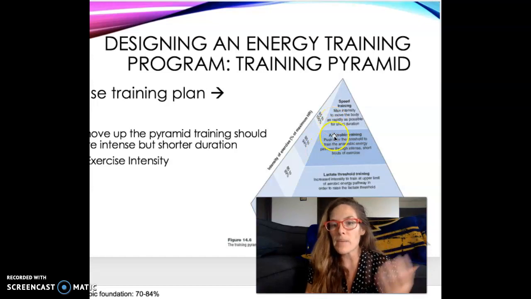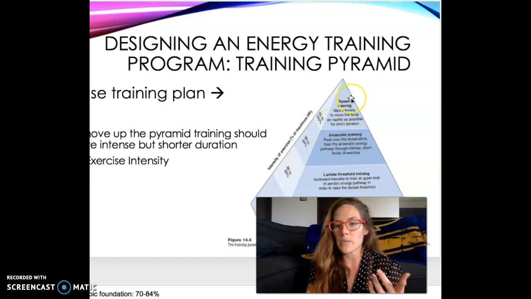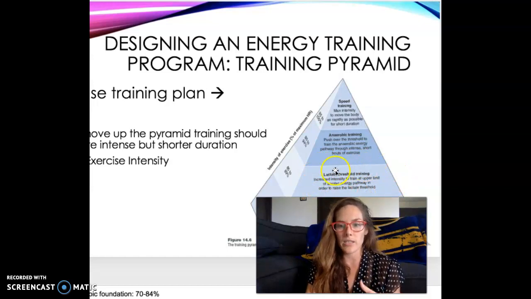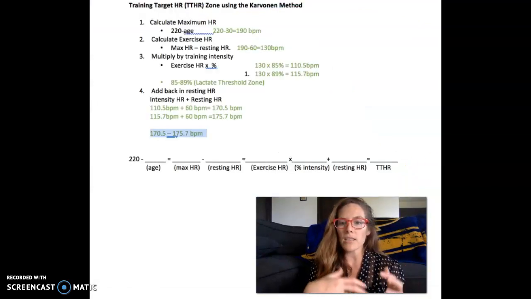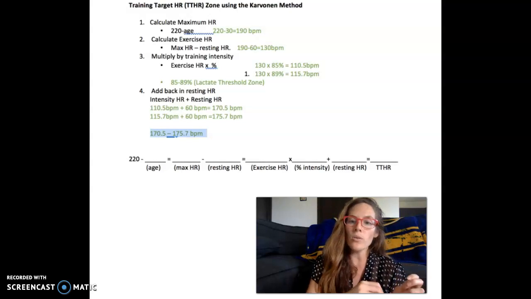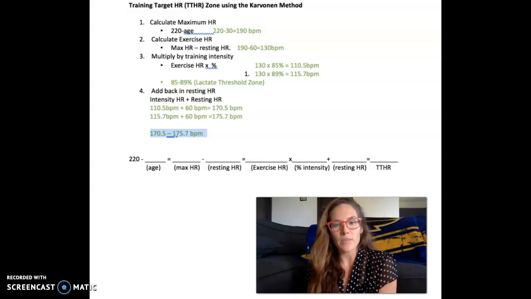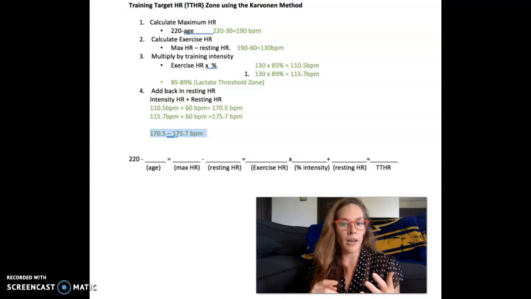If it's above it, maybe I'm working on my anaerobic training or my speed training. If I'm below it, that means I'm working on my aerobic foundation. So I am not in that lactate threshold training zone. So you want to make sure that your athletes are training in the zone that you actually want them to be in at the time. It depends what sport you're in, what time of year it is, how far along you are in the season, and what zone of that pyramid you want them to be in.